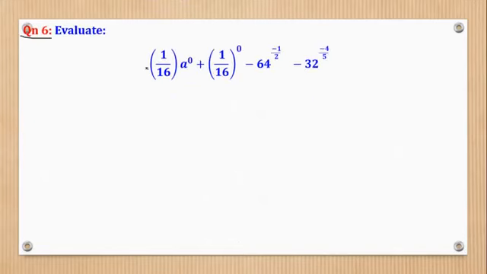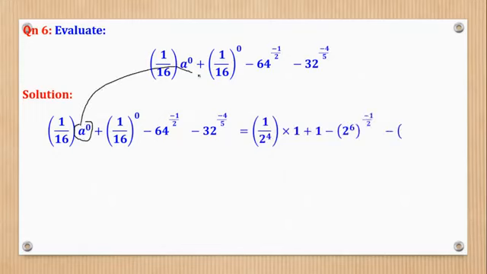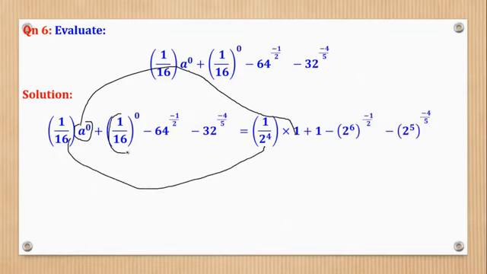Question 6 says, evaluate this. So when you realize that this is to power 0, and also this is to power 0. In indices, I think you remember we said anything to power 0 is 1. So this will become 1 here. Then this becomes 2 to power 4. The whole of this also becomes 1 because it is raised to the power 0.